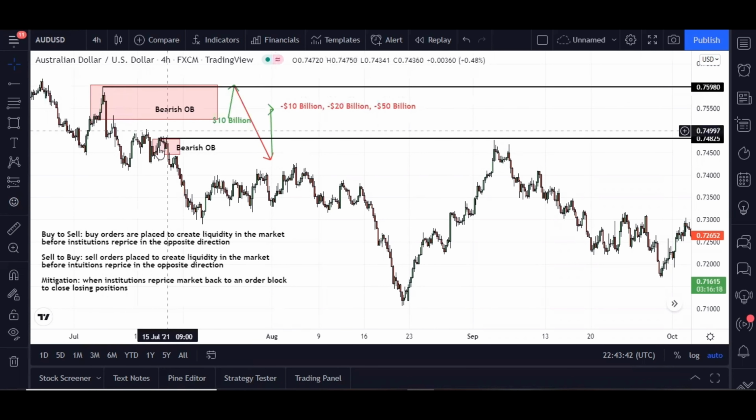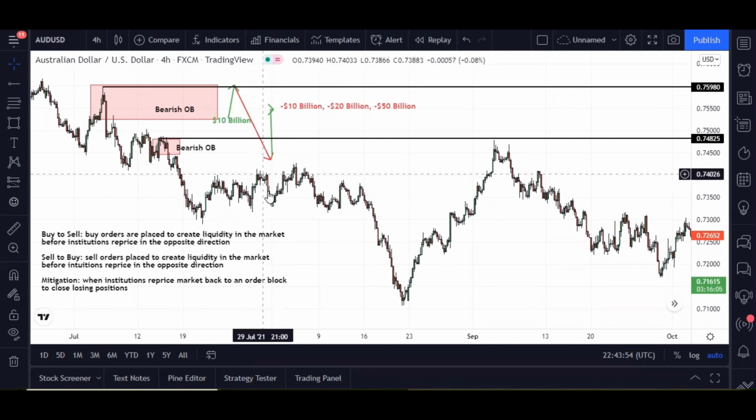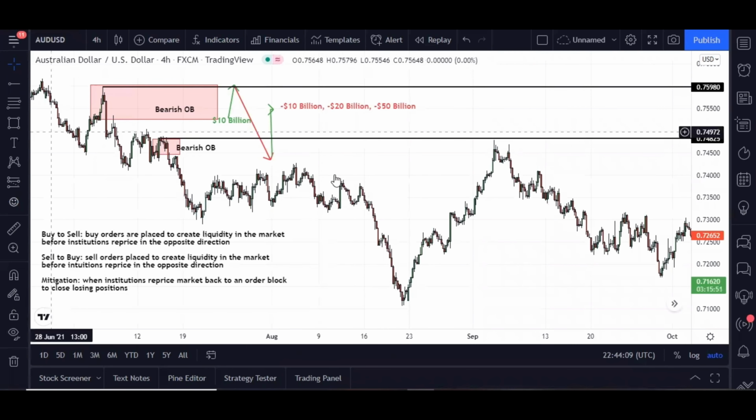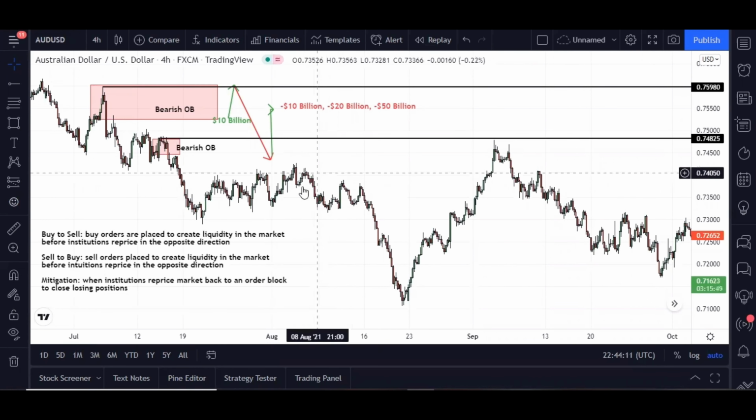They have losing positions here. They're going to come back to mitigate those losing positions, or to close those losing positions at break even. So we see price aggressively trades away, consolidates here, consolidates here. We have a decent range of consolidation here from about the 20th of July till about the 16th of August. So almost a month of consolidation.